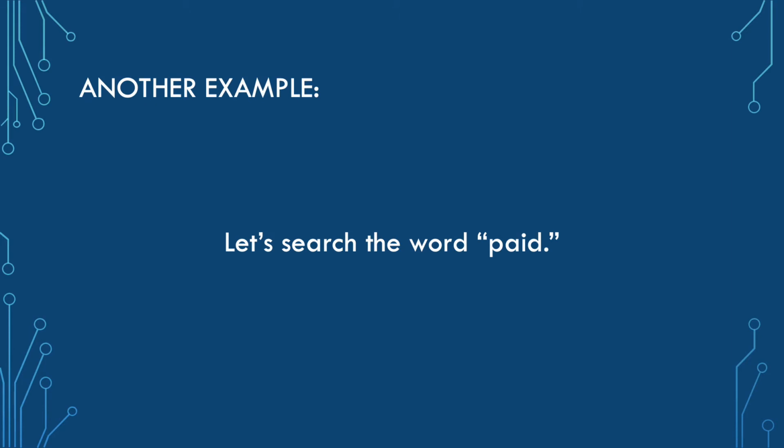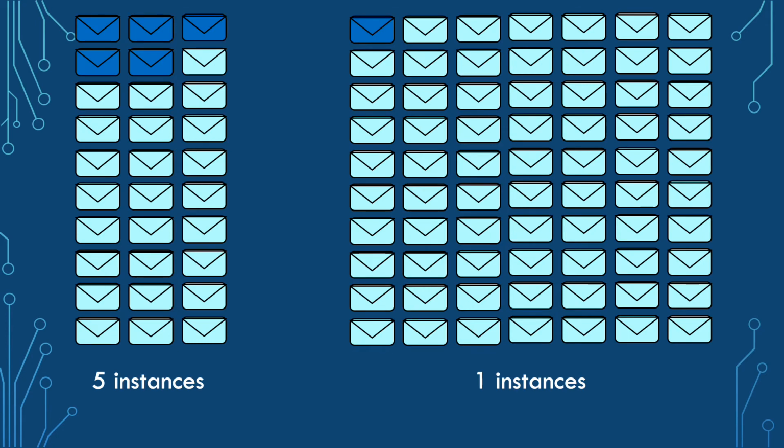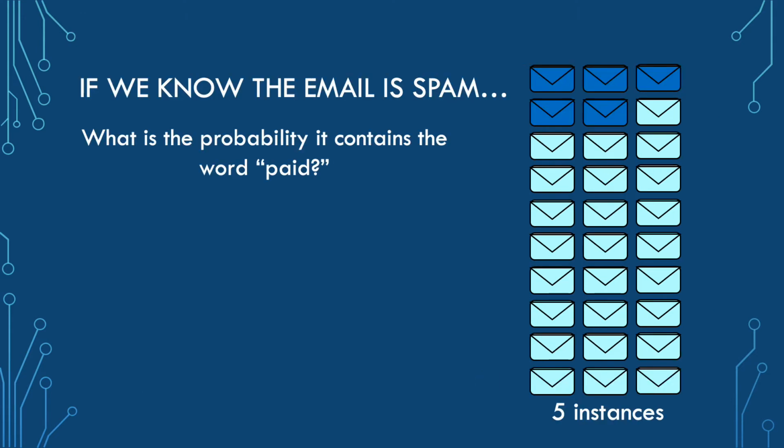Let's search for a new word. Let's search for the term paid. That seems to appear fairly often in spam emails. So with a similar example, let's say we find 5 instances of the word paid in our spam emails and only 1 instance of the term paid in our ham or regular emails. We can do a similar sort of approach that we did with the word offer. We can approach this similarly as we did before.